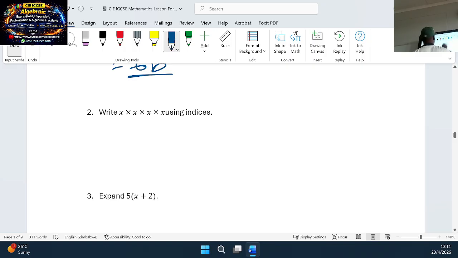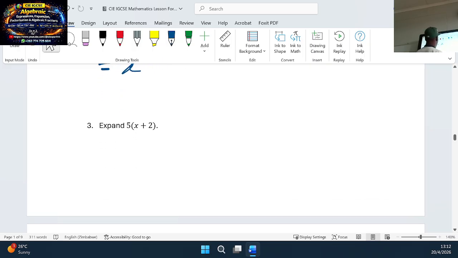Then the next problem, it looks like we are using exponential laws. I'm multiplying x by itself many times: 1, 2, 3, 4. So I'll take the common variable x, then I just add the indices. They are all ones, so it's 1 four times. That will be x to the power 4.